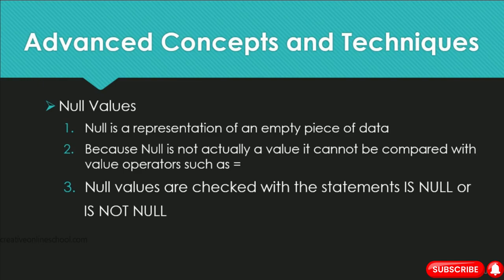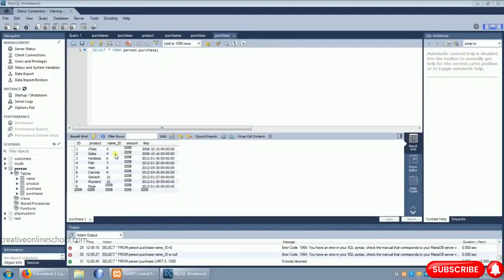Let's see this really quick. We're back in our purchase table because you may remember we had a name ID that was null.